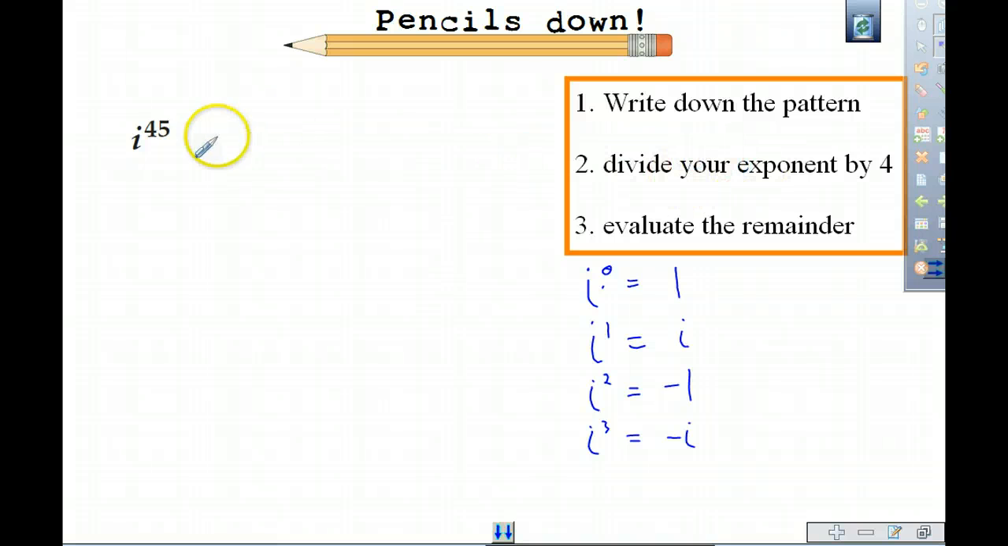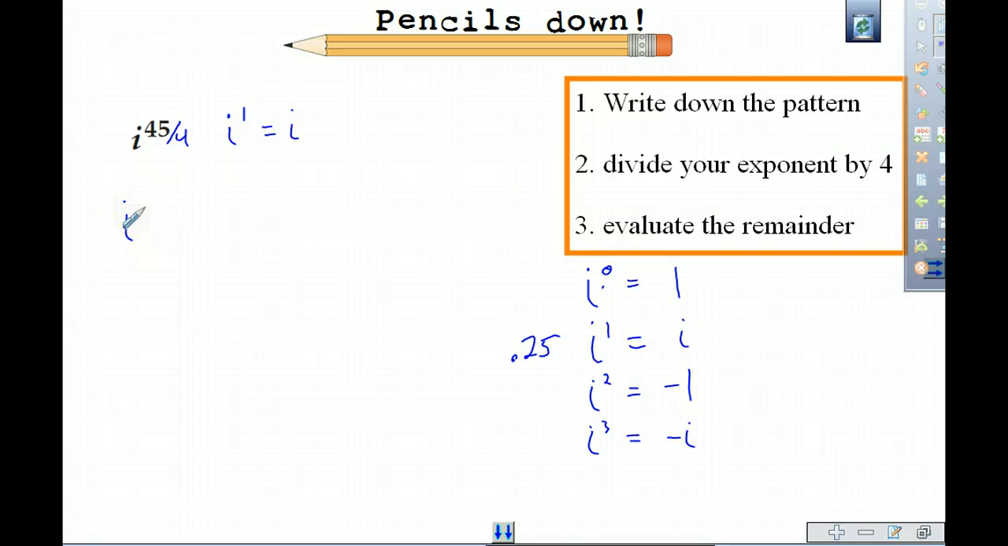You're going to divide this exponent by 4 and look at the remainder. Go ahead and divide 45 by 4. What do you get? 11.25. Alright. The remainder, 0.25, 1 out of 4. The remainder 0.25 is the remainder of 1. The answer is i to the first equals i.